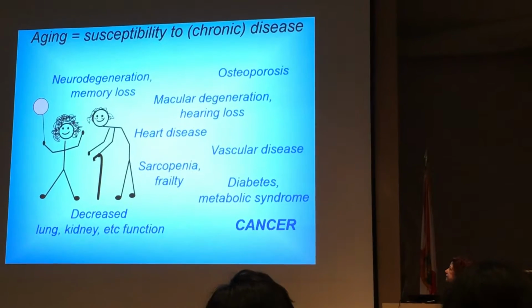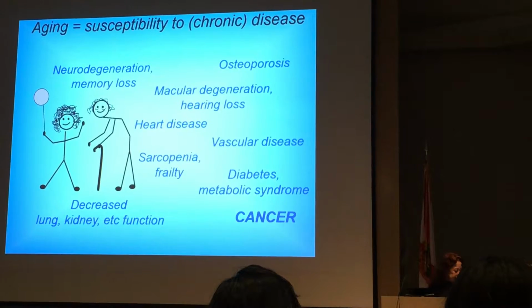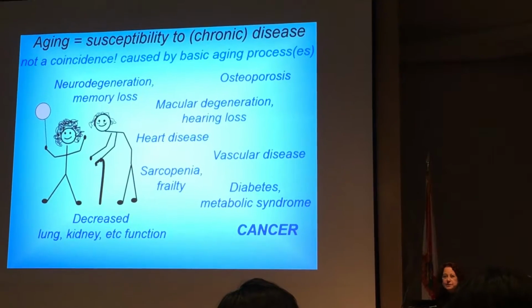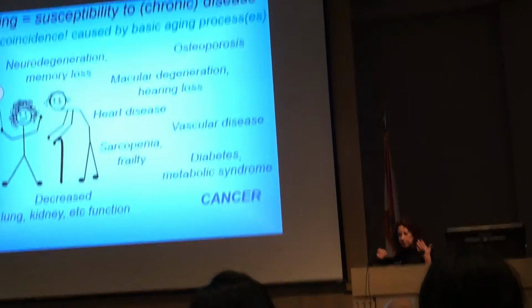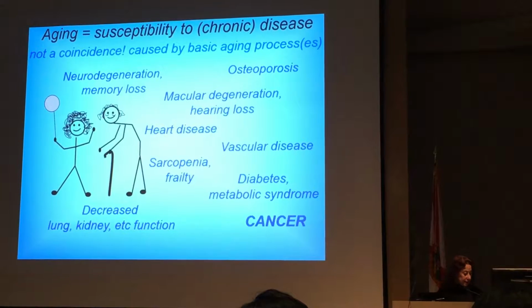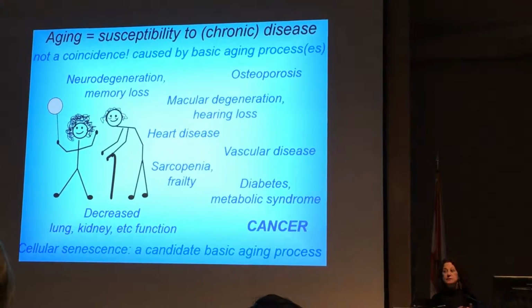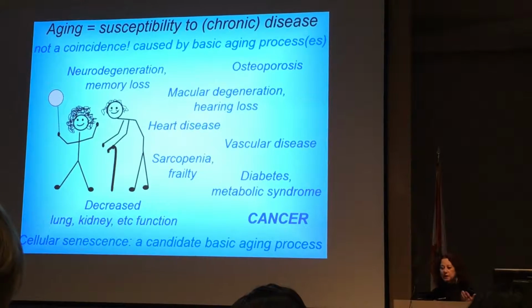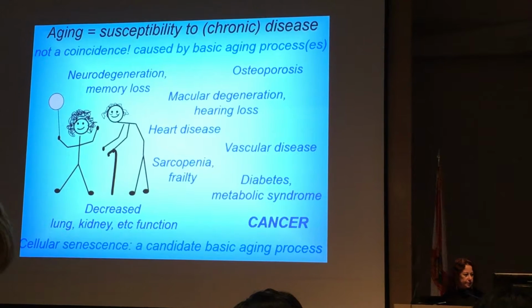We all know that aging is basically the major cause for all these terrible diseases. And of course, as you heard yesterday and also today, we don't think this is a coincidence. We think there are aging processes that are driving these very, very different types of diseases. And there is now mounting evidence that cellular senescence is one of the drivers of this myriad of diseases that we associate with aging.